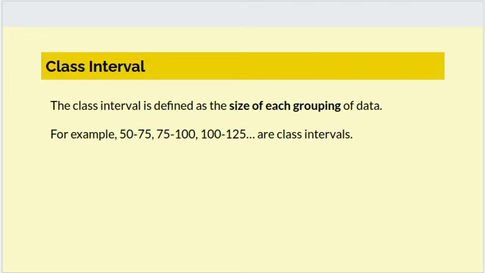So interval means there is a range, right? So that means the size of each group is called the interval. For example, we are having 50 to 75. So how many values are in between 50 to 75? 25, right? So 25 is a class interval. So 75 to 100, there is 25 as the size in between, this 100 to 125, 25 is the size in between, so they are called the class interval. So the size, that is how many values are there between this range, is called class interval.